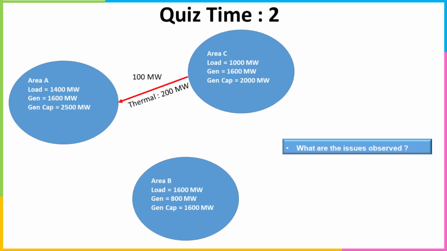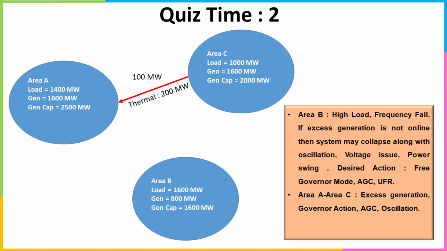There is a second scenario where again A and C remain impacted, but the tie lines from A to B and A to C got tripped. What issues are you going to observe? What is happening in area B? There is an excess amount of load and a small amount of generation. The capacity is 1600 megawatt, but right now the generation is only 800 megawatt. So there is a huge imbalance in load and generation.